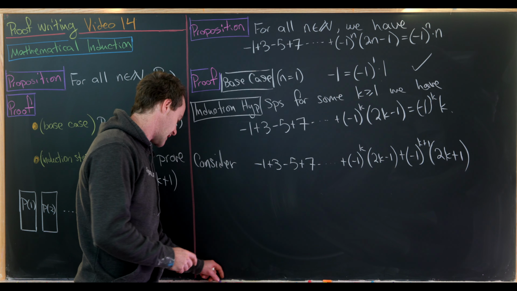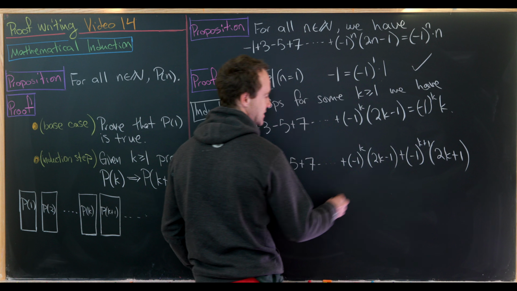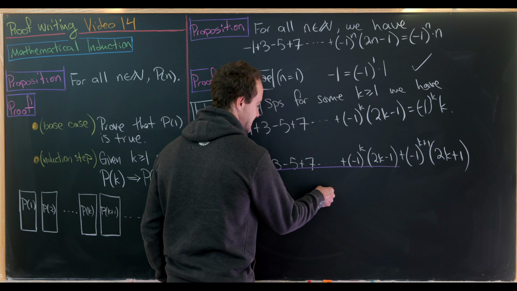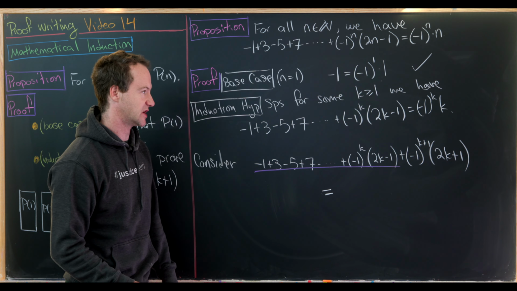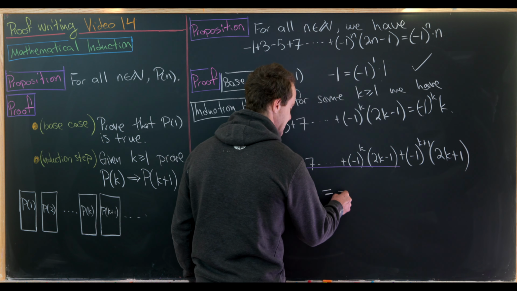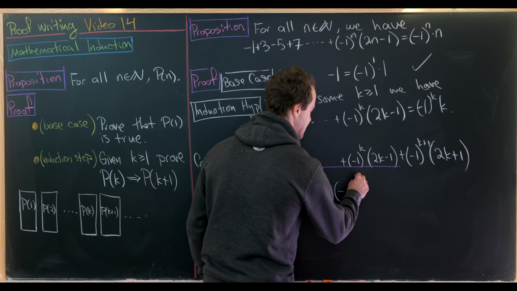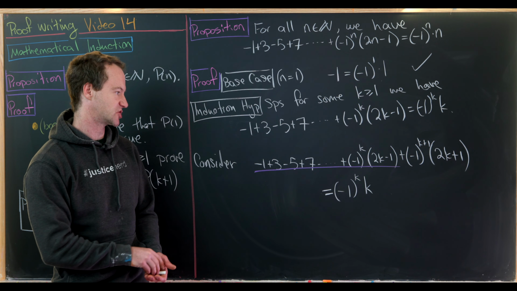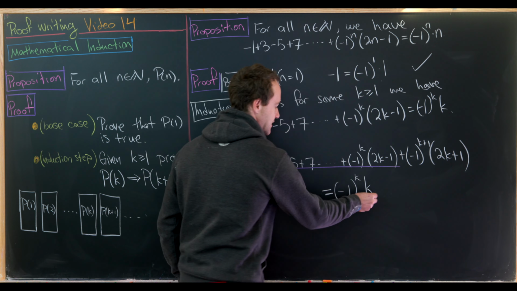Okay, and now let's color code our simplification again. This purple underline will collapse to something quite simple using our induction hypothesis. In fact, it will collapse to (minus 1) to the k times k, using, like I said, our induction hypothesis. So let's underline that.